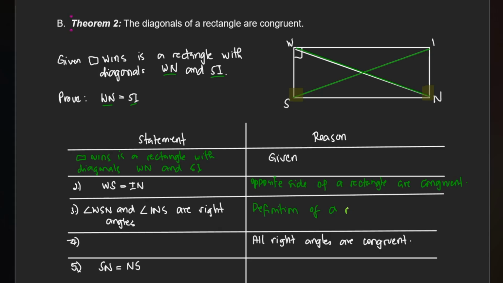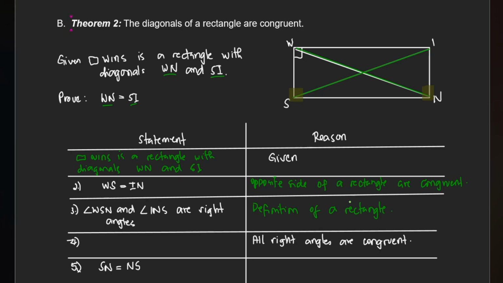a rectangle. Bakit? Remember the definition of a rectangle. If this is 90 degree, a right angle is 90 degree. This one is also a right angle, which is 90 degree. So that is belong to the definition of a rectangle. Remember sa first problem natin, pag meron tayong rectangle, all angles are measured 90 degree.